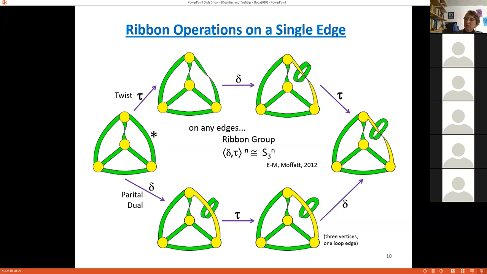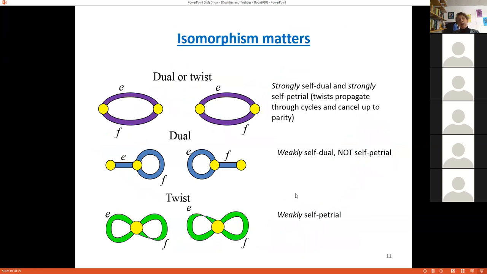But you can do this to any subset of the edges. Isomorphism matters. Some graphs are strongly self-dual or self-petrial. So this graph here, if you take the dual, there it is. It doesn't matter what edge maps to what edge. You're still going to get an isomorphism. This graph down here is weakly self-dual. Okay? If you take the dual of it, you have to map E to F and F to E. Okay, there's some permutation of the edges you have to keep track of.